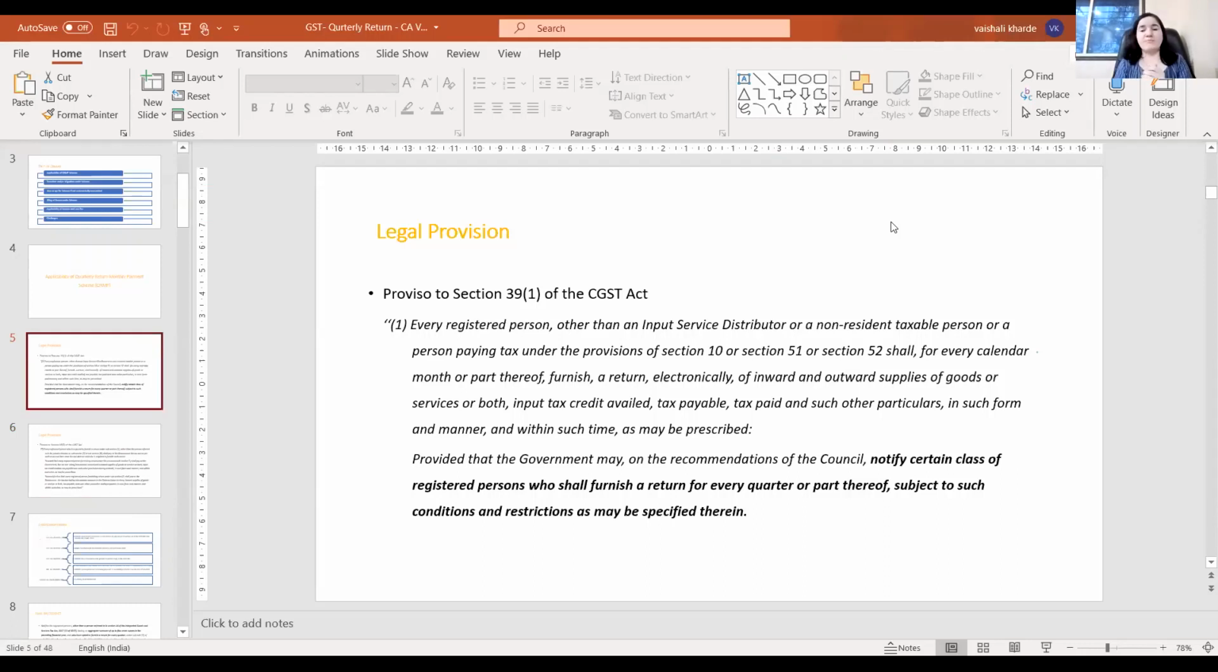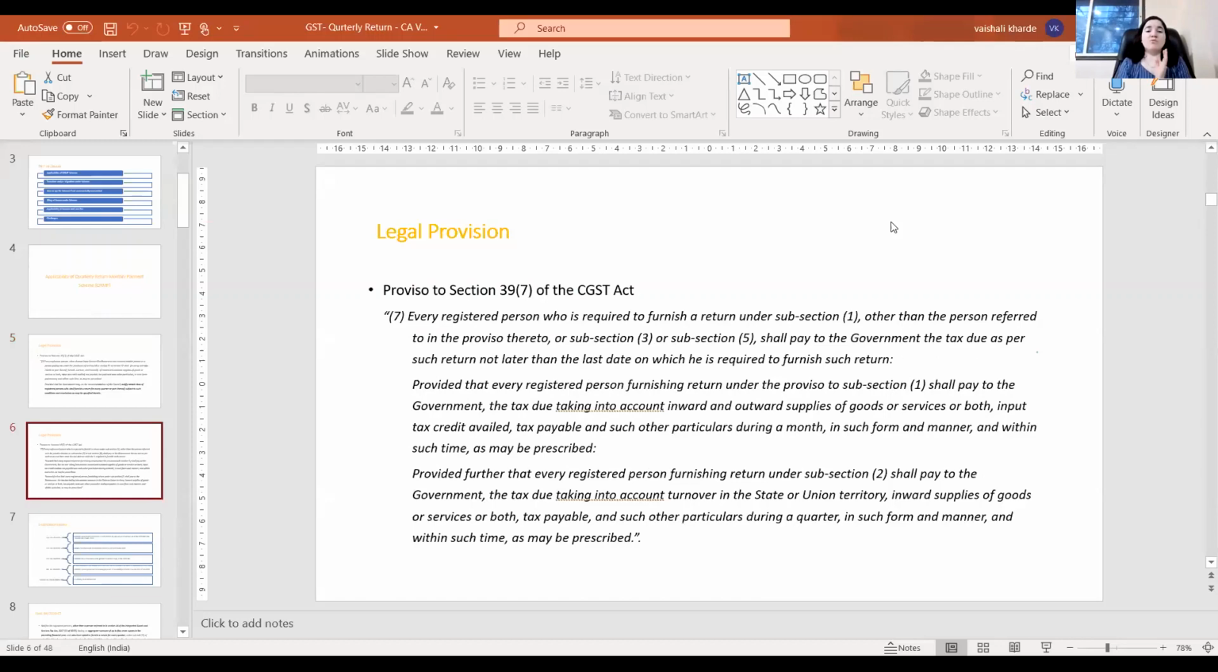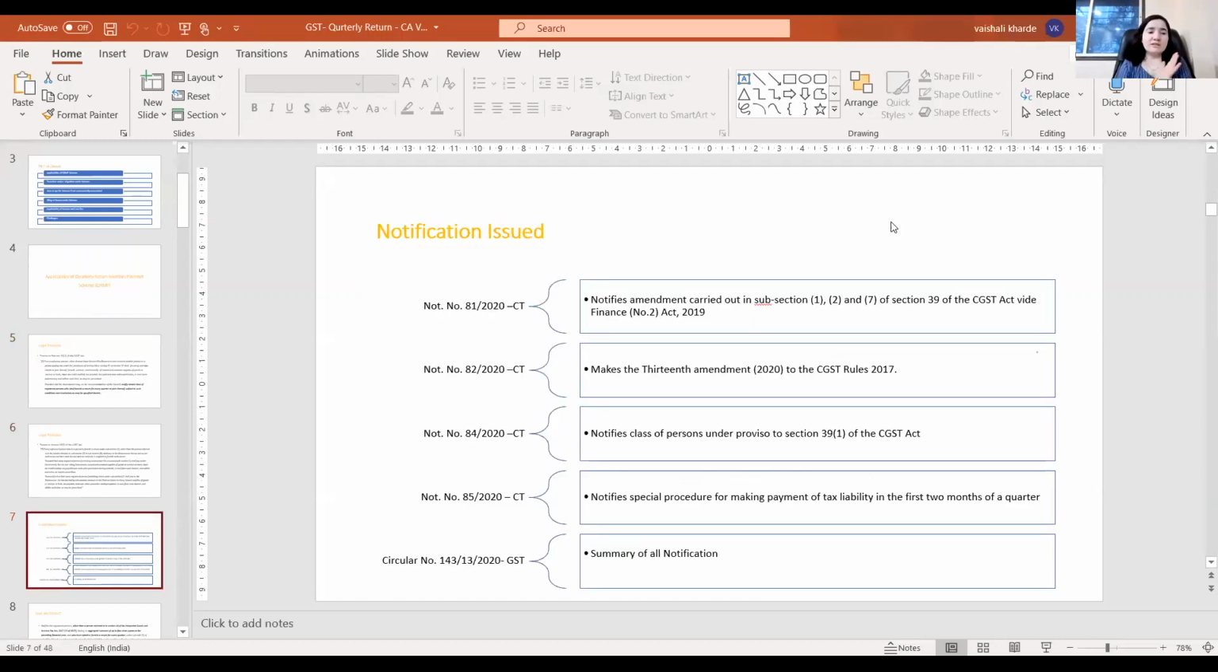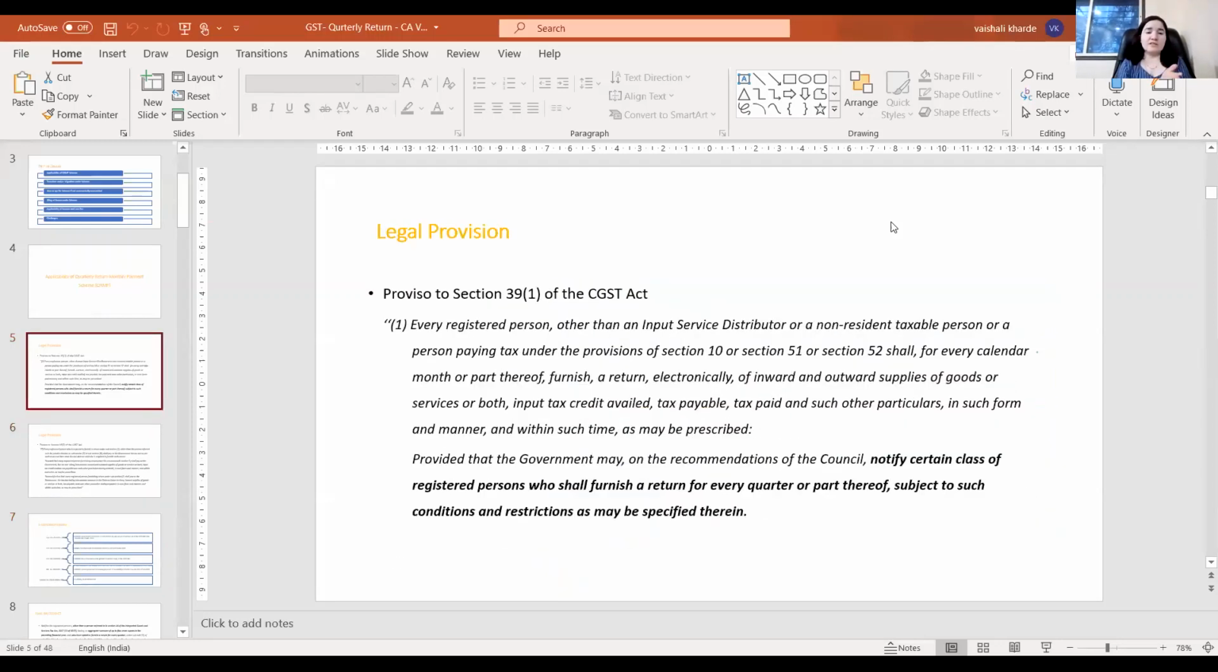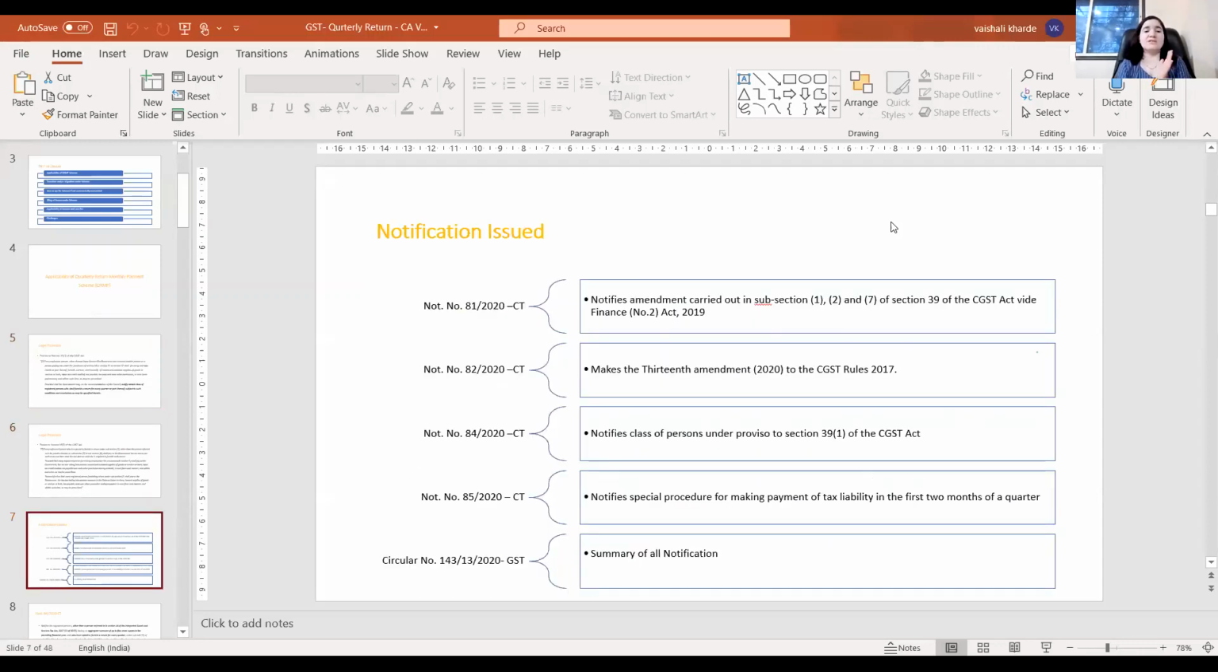The proviso to section 39(1) says that the government can, on the recommendation of the Council, notify a certain class of registered persons who shall furnish the return for every quarter or part thereof, subject to conditions and restrictions. That means the government can specify the persons who can avail the quarterly return scheme. So you can refer to section 39(1) and section 39 subsection 7.